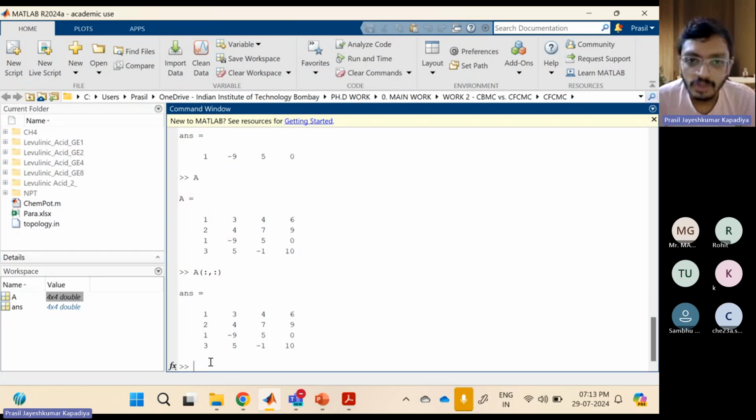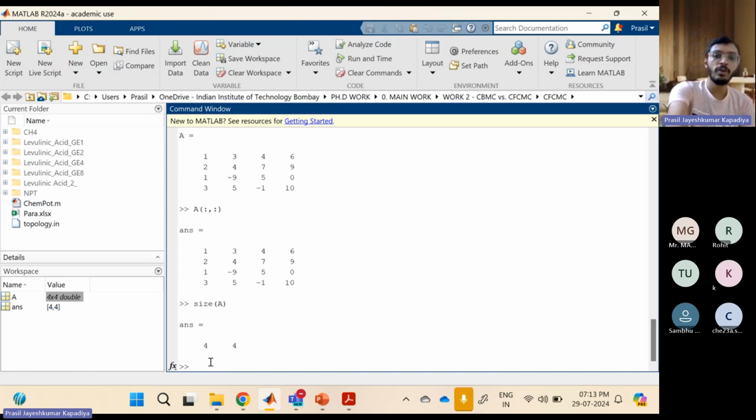One more question: what is the size of this matrix? 4 by 4. So I want to get the size of the matrix. How can I get the size? I will use the inbuilt function size, put A in brackets, and I will get 4 rows and 4 columns.